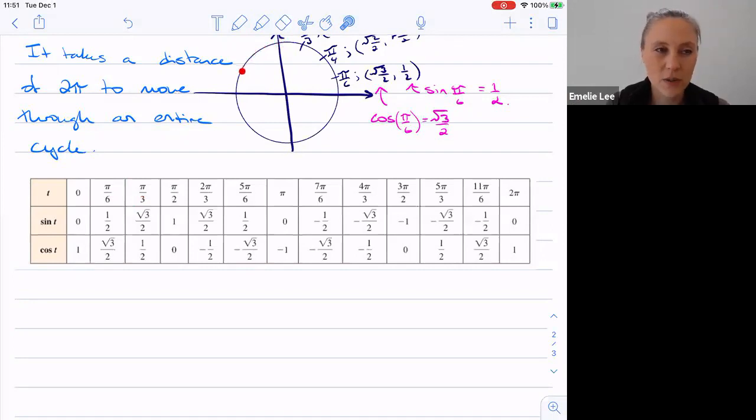So now I'm in the second quadrant. 2 pi over 3, 5 pi over 6, pi. 7 pi over 6, 4 pi over 3, 3 pi over 2. 5 pi over 3, 11 pi over 6, 2 pi. So that's going through one cycle at particular check-in points.